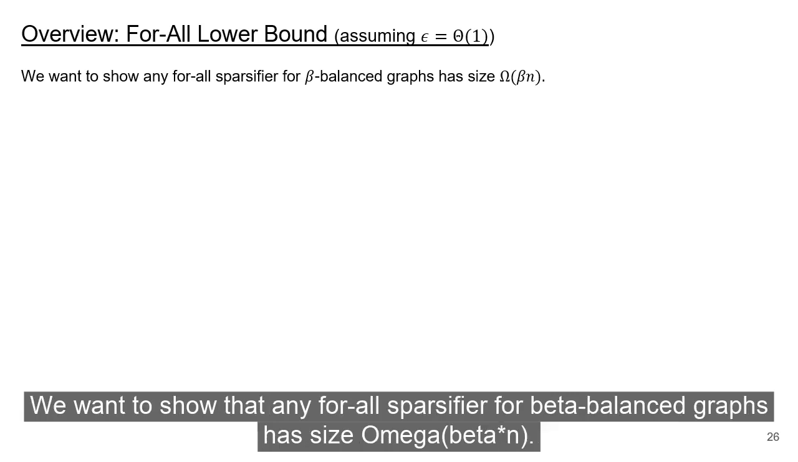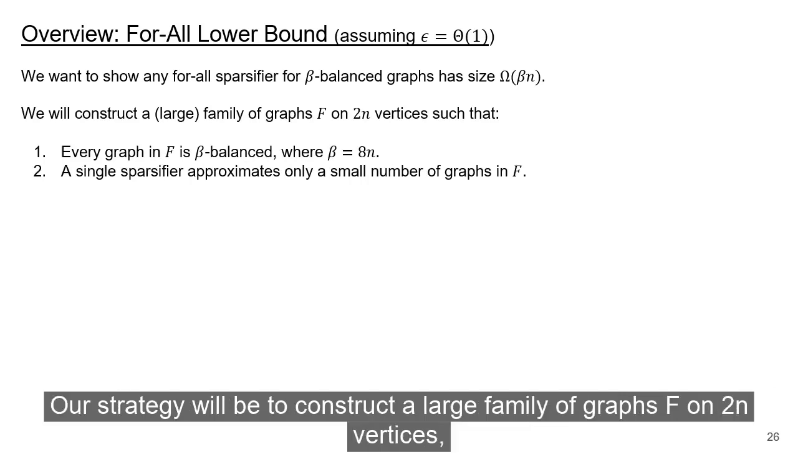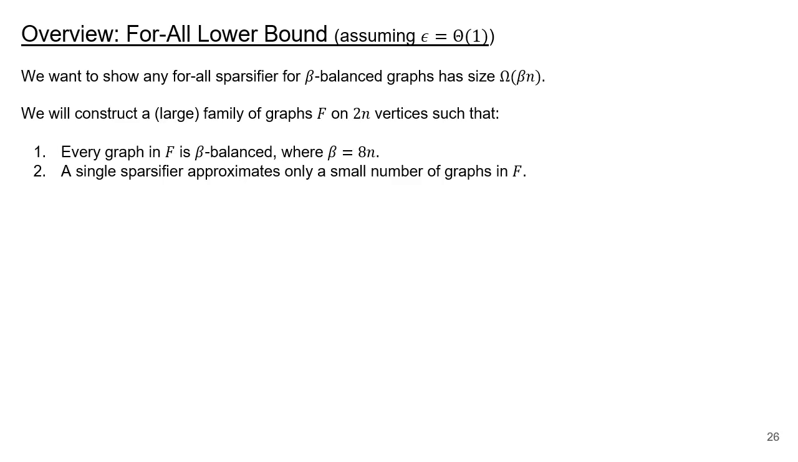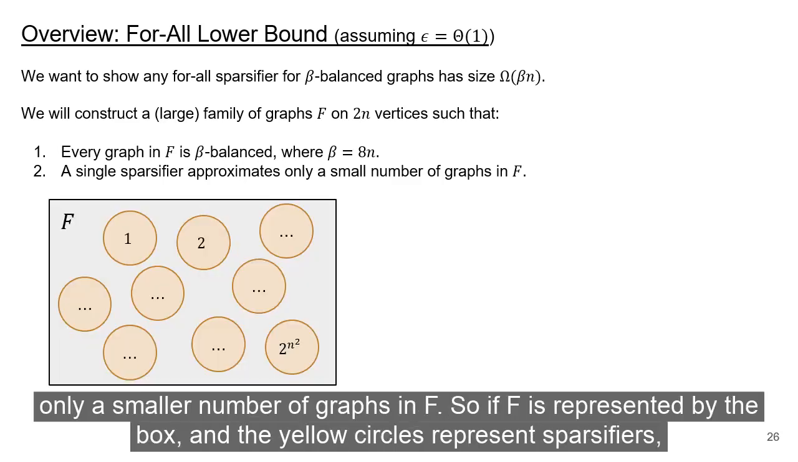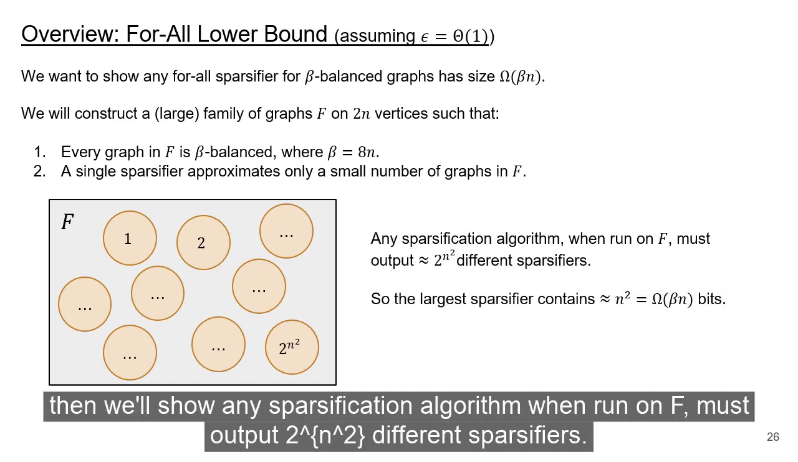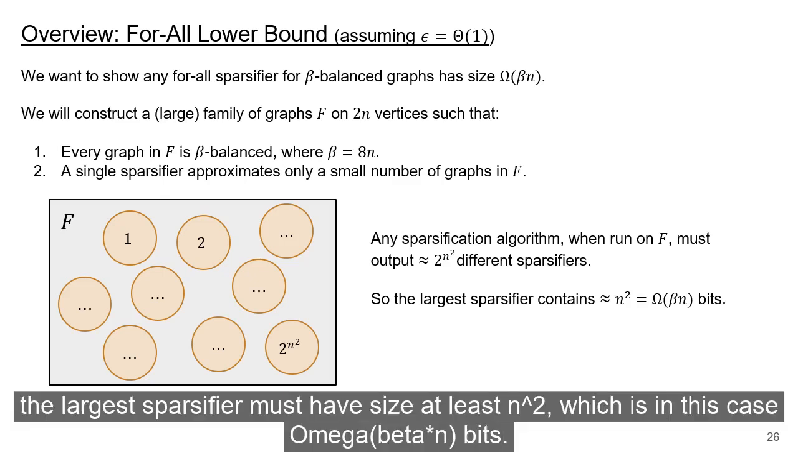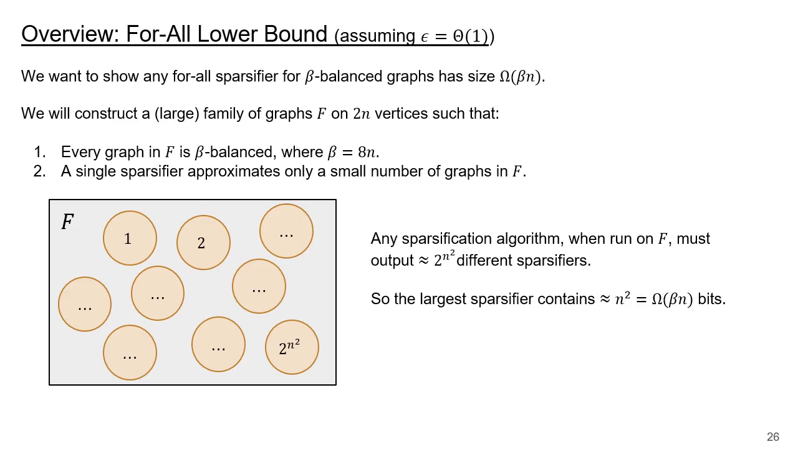So we want to show that any for-all sparsifier for beta balanced graphs has size omega beta n. Our strategy will be to construct a large family of graphs F on 2n vertices, such that every graph in F will be beta balanced, where beta is 8n, and a single sparsifier approximates only a small number of graphs in F. So if F is represented by the box, and the yellow circles represent sparsifiers, then any sparsification algorithm run on F must output 2 to the n squared different sparsifiers, and in order to output this many different sparsifiers, the sparsifier must contain at least n squared, which is, in this case, omega beta n bits.